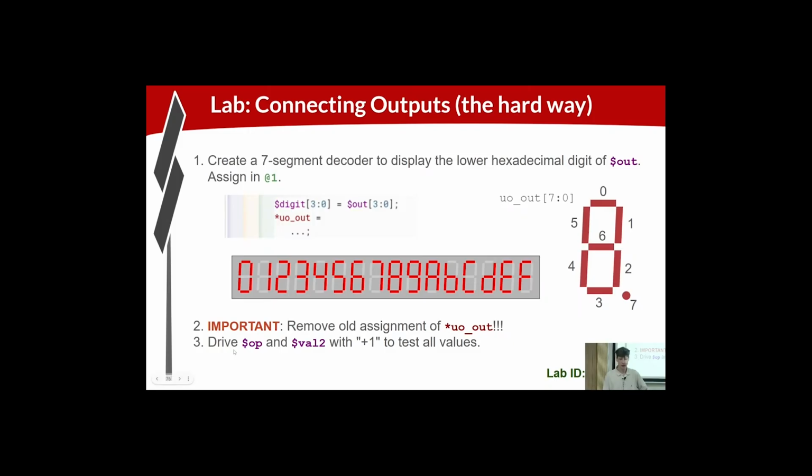And once you have your logic coded, a good way to test, obviously the logic that you're coding is just a whole bunch of bit patterns for all these cases, right? You need to make sure you got all those bit patterns correct. So a good way to test that is to drive your calculator with +1. Every operation +1. And then your calculator is just going to increment through all these values, and you can check the visualization to make sure that you're getting what you expect. Okay, so you can drive op and val2 to represent perform a +1 operation and let that simulate.